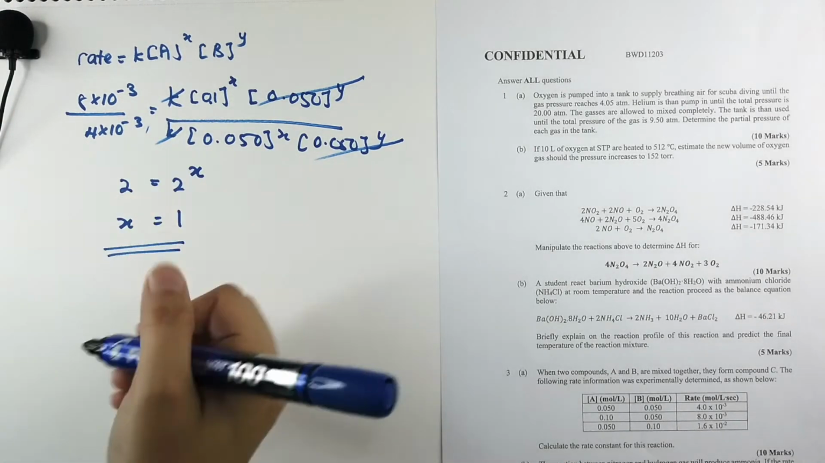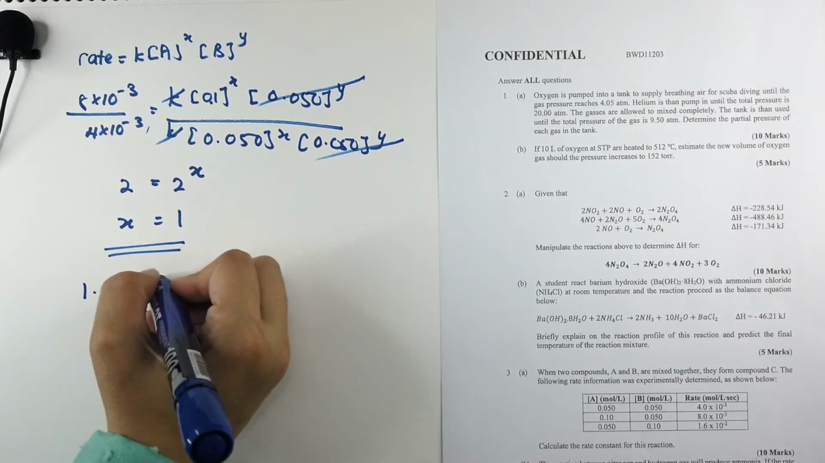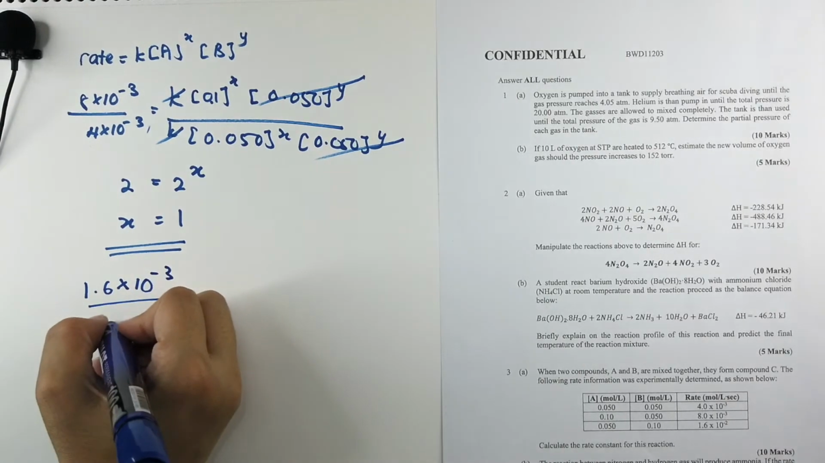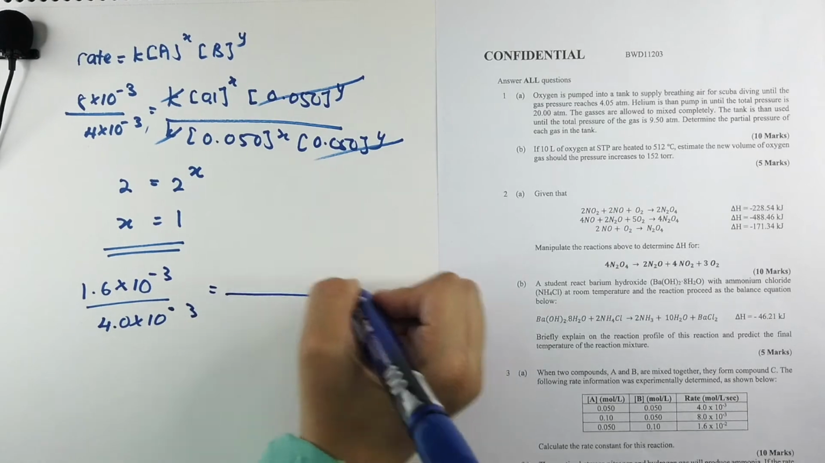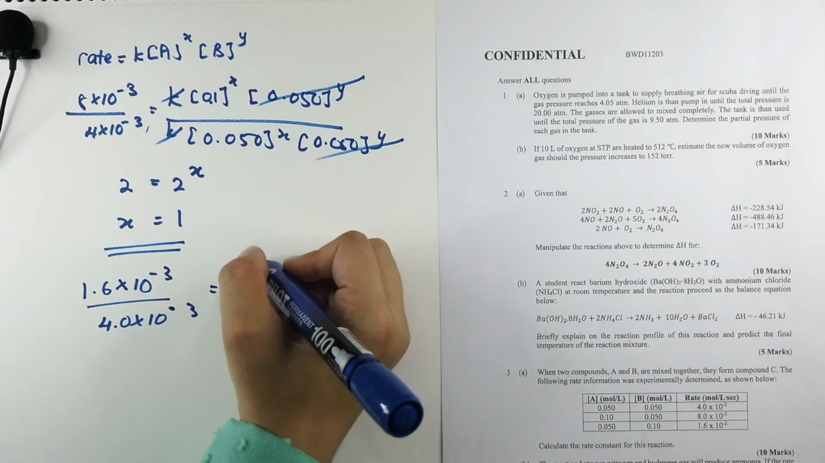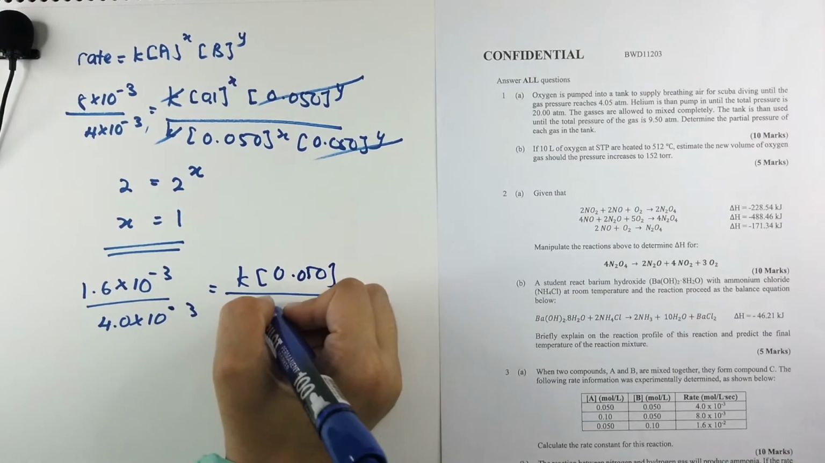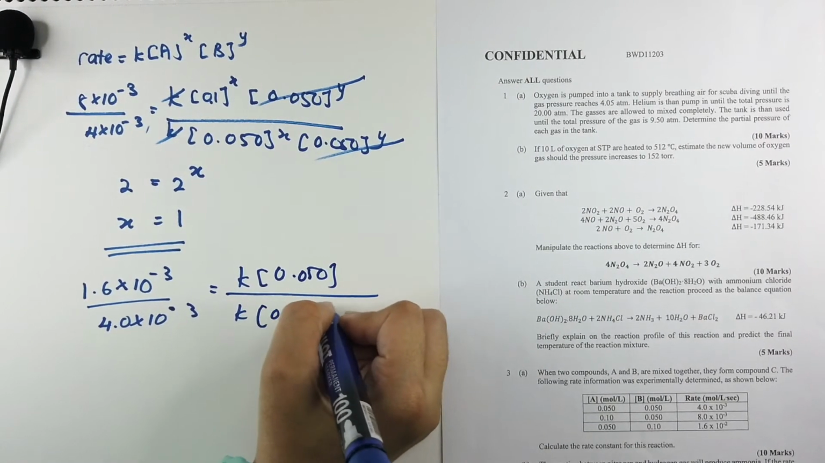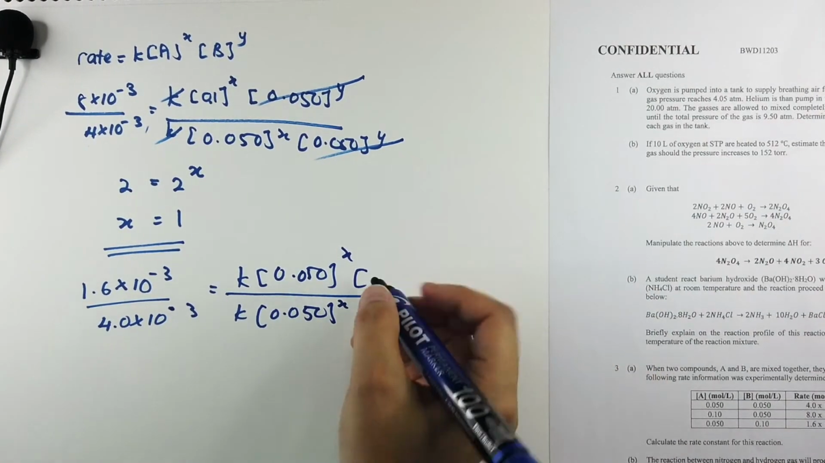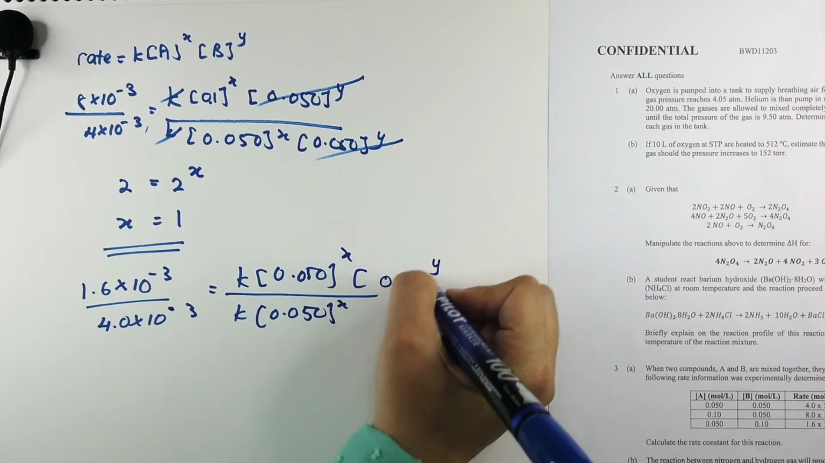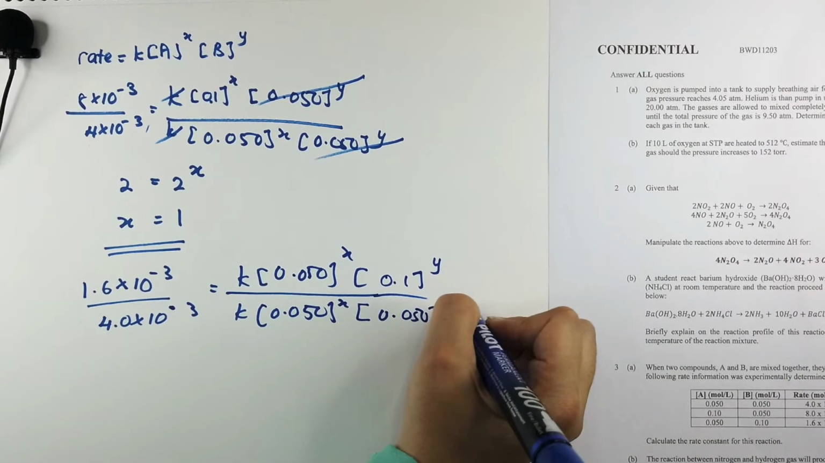For the value of y, it is the same drill. So 1.6 times 10 to the power of negative 3 divided by 4.0 times 10 to the power of negative 3 is equivalent to k over k. The concentration of A is 0.050. This one is obviously the same because we want to cancel it out. The concentration of B is 0.1 to the power of y over 0.050 to the power of y.